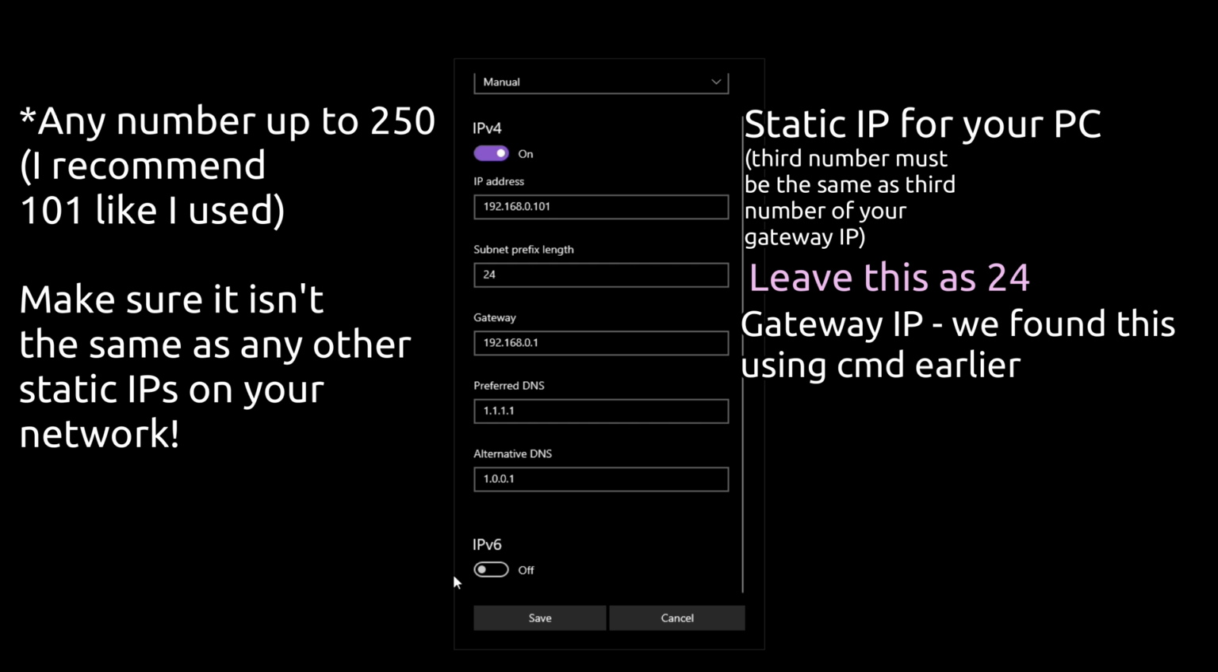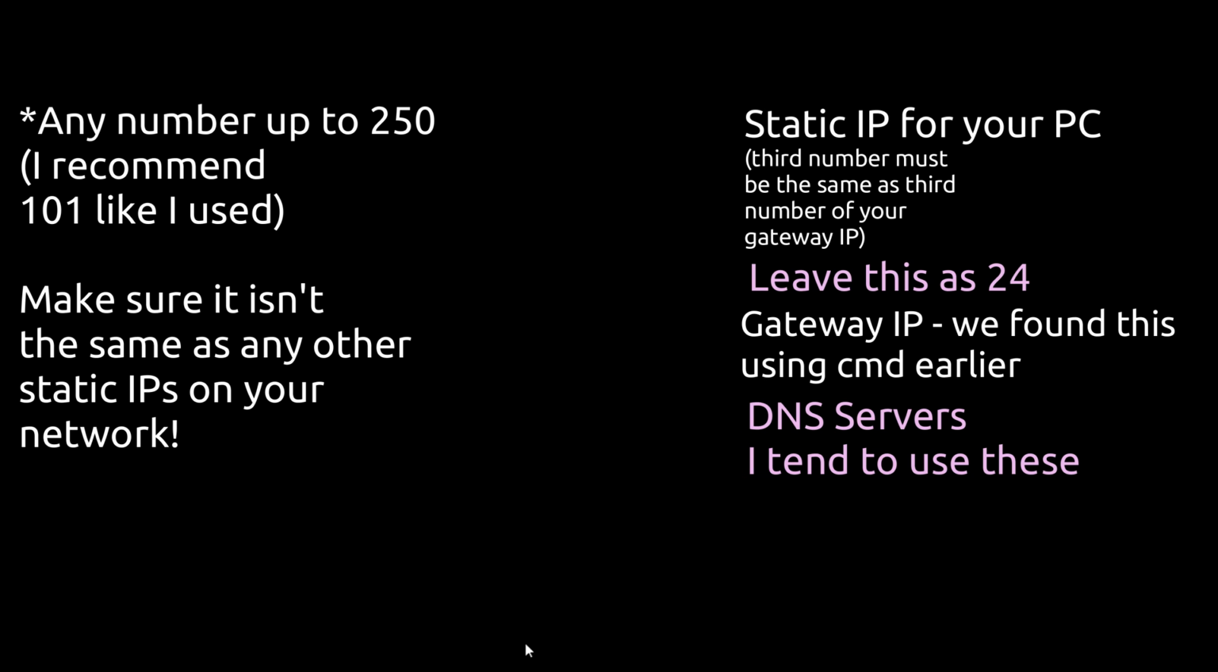So if yours was 192.168.1.1, then the IP address that you set at the top would need to be 192.168.1.101, for instance, okay? For the DNS, you can leave these blank if you want, but I find these work quite nicely and they'll work with any connection, so 1.1.1.1 and then 1.0.0.1, absolutely fine. We won't worry about IPv6 because that won't be useful to us now. Just click save and exit out.